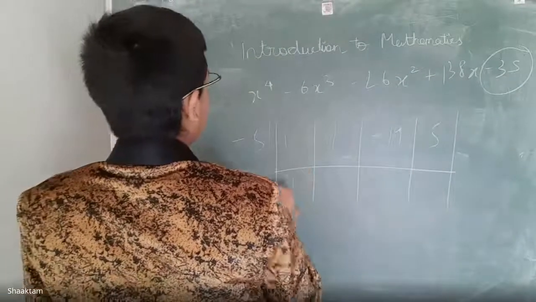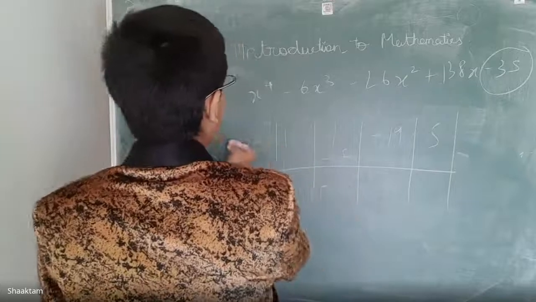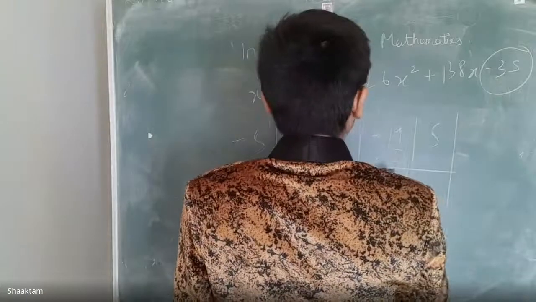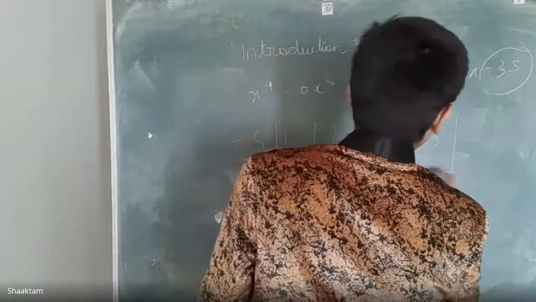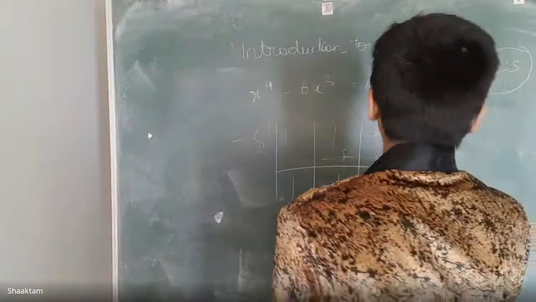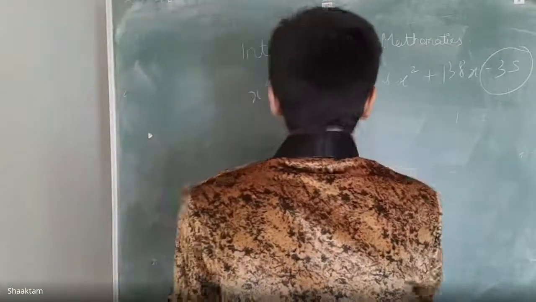So I'll bring 1 down and then I'll get minus 5. 1 minus 5 is minus 4. Minus 4 into minus 5 will get me plus 20. 20 into minus 19 will get me 1. 1 into minus 5 will get me minus 5, and here again I'll get 0. Now, when you get this 1, minus 4, 1, you can do the same thing again.